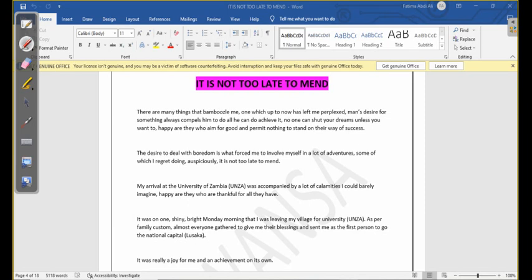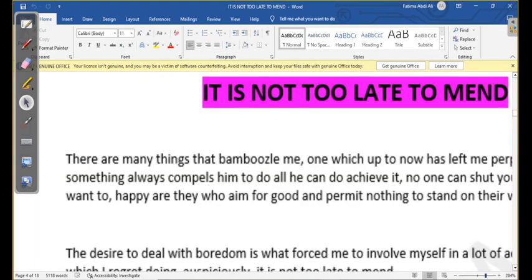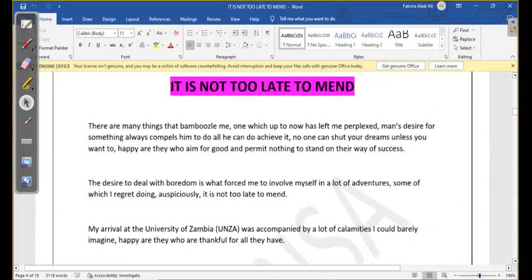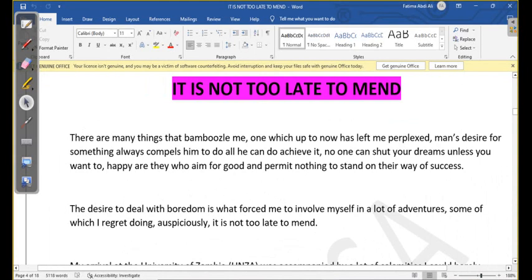At least the title should be eye-catching. It should interest the people who are going to be reading it. So it should be an interesting title. It is not too late to mend. Someone is going to be reading your writing. It shouldn't be boring. What you've written should not be boring. That's why you choose a title that is interesting.